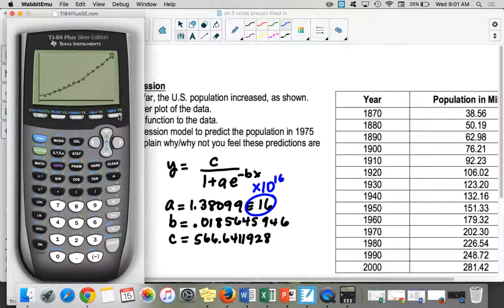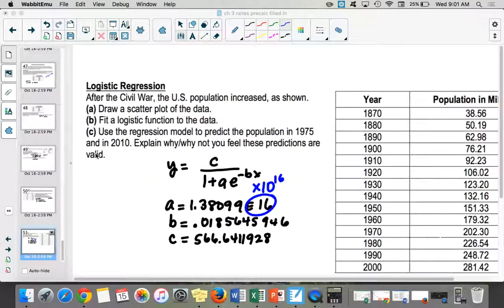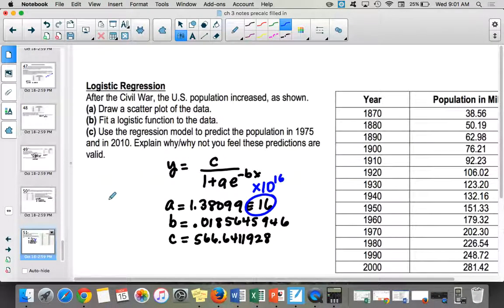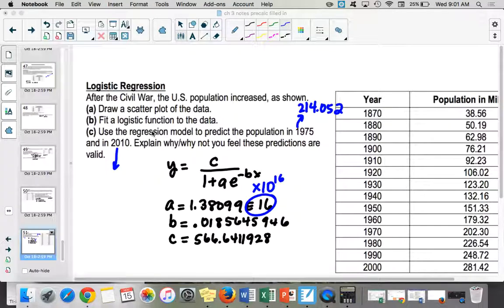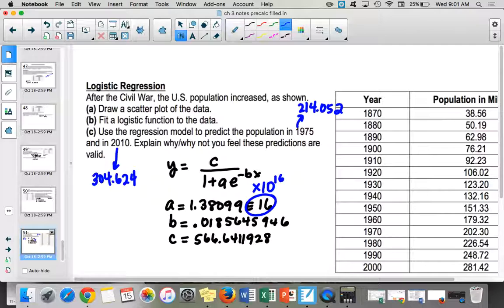So we're going to do second table, and we're going to put in 1975. And when I do, I get 214.052. And then for 2010, we put in 2010. So when I do, I get 304.624. Did you guys get those numbers?